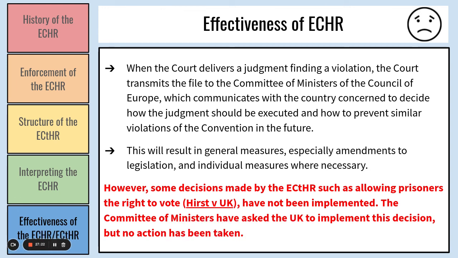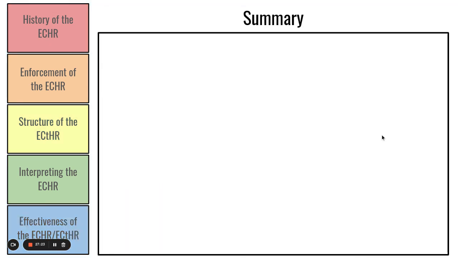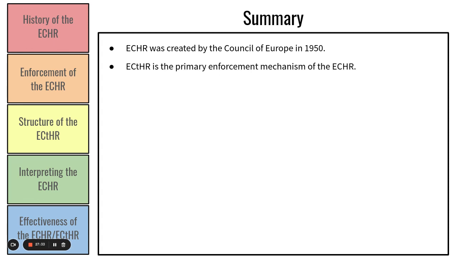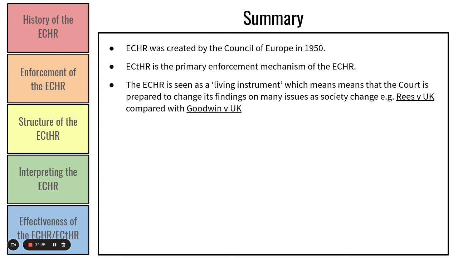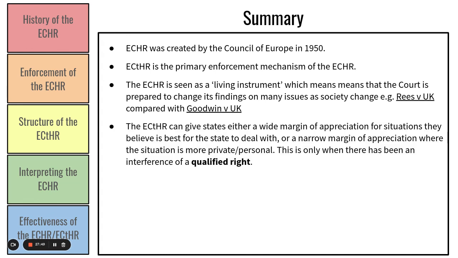Okay, let's have a quick summary of what you've learned today. The European Convention on Human Rights was created by the Council of Europe in 1950. The European Court of Human Rights is the primary enforcement mechanism of the European Convention. The Convention is seen as a living instrument, which means that the court is prepared to change its findings on many issues as society changes. A case example of this is Rees in the UK compared with Goodwin and UK.